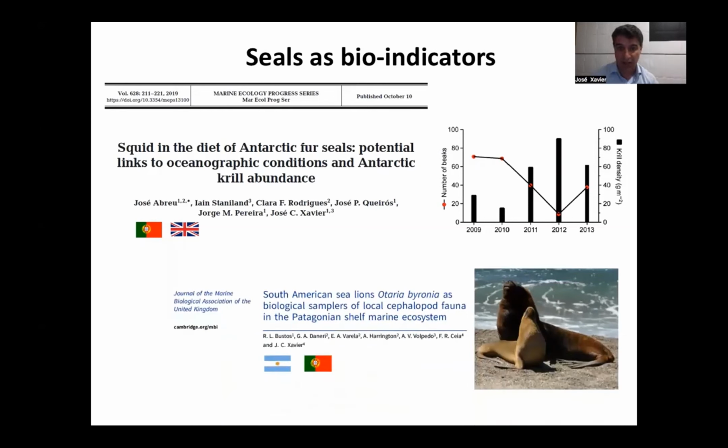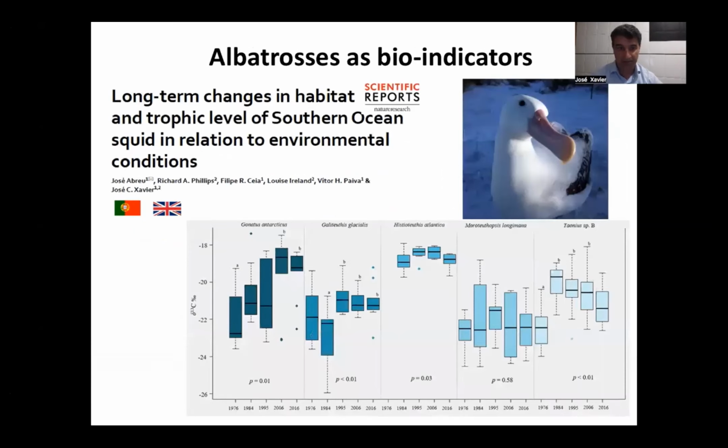But also looking at nearby, in this sense of connectivity, there is work led by numerous colleagues, including Gustavo Daneri in Argentina, on how South American sea lions can be really nice bioindicators of the cephalopod biology and fauna in a certain region.